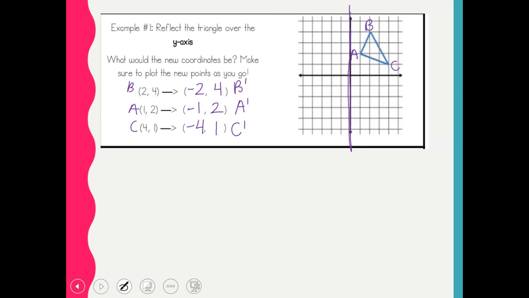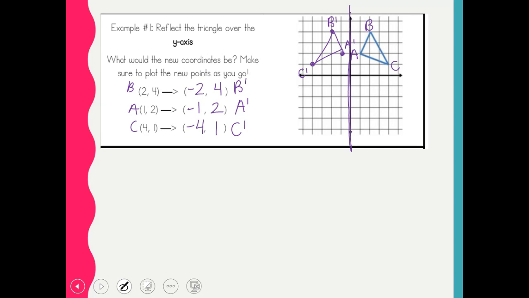So now let's plot our new graph. So we're going to have -2, up 1, 2, 3, 4. That's B prime. (-1, 2) is A prime. And then (-4, 1) is C prime. Well, those lines are a little bit weird, but that's okay.